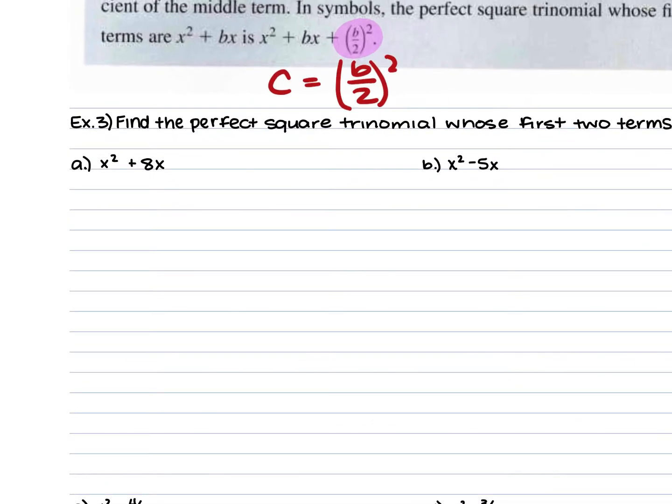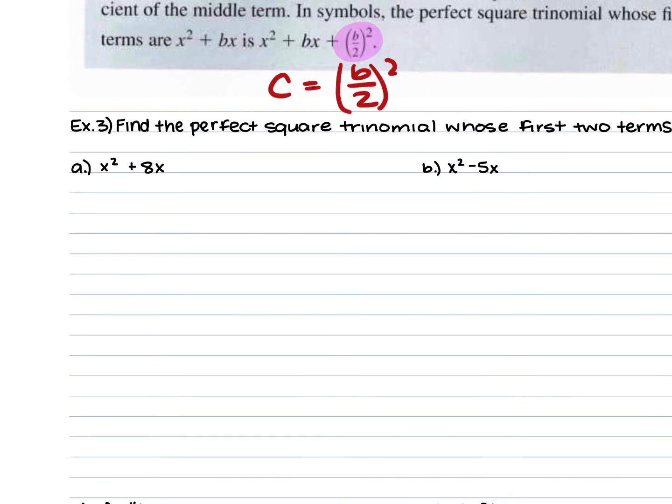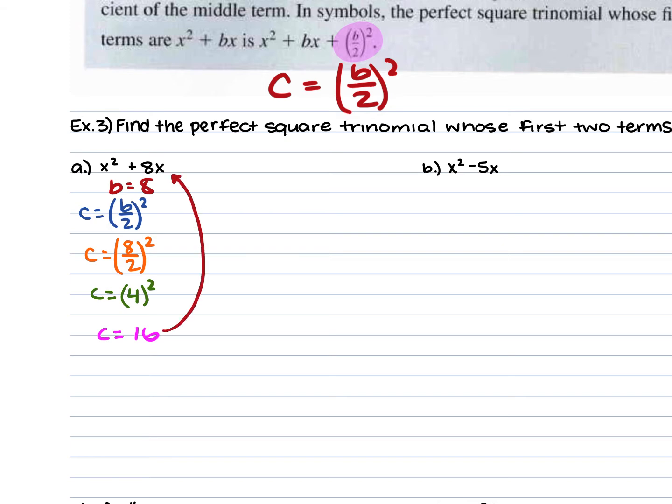If we look at example 3a, we have x squared plus 8x. Our b here is 8. To find c, which is b over 2 squared, we're going to take 8, divide it by 2, and square it. 8 divided by 2 is 4. 4 squared is 16. This 16 gets added to the original part that was given to us. So our perfect square trinomial that we're looking for is x squared plus 8x plus 16.